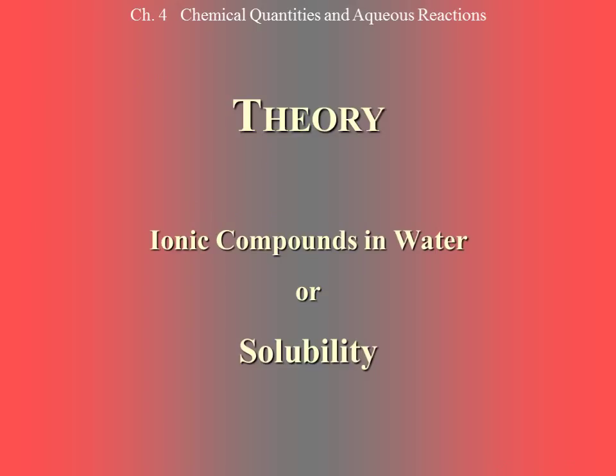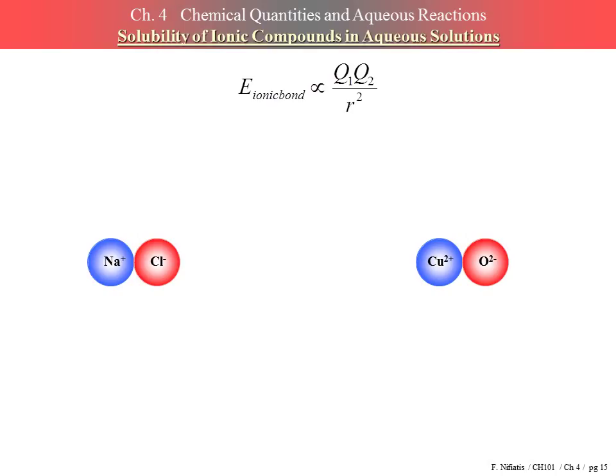Theory, solubility. Consider the two ionic compounds that we have here, sodium chloride and copper 2 oxide. I would like to point out that the charges that we have here are +1, -1, while the charges that we have in the case of the copper 2 oxide are 2 plus and 2 minus.